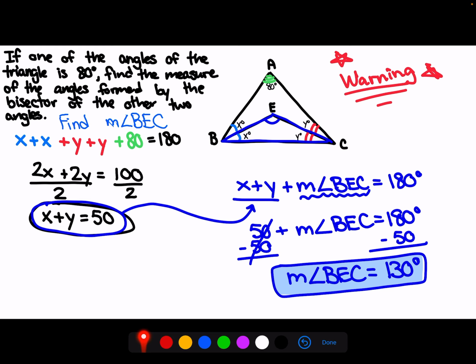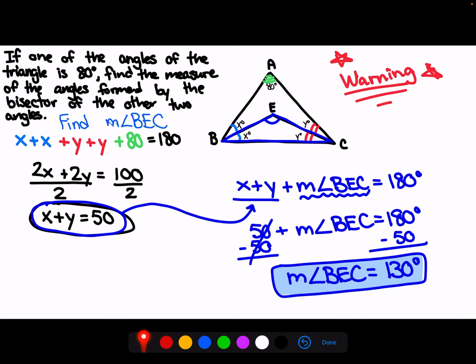Now again, you guys are going to see this in the future. The only thing that will probably change is the number right up here, the 80. So keep in mind the process of actually doing this problem. Find the measure of all your angles for the big triangle, simplify as much as possible, and then plug back in for your smaller triangle.